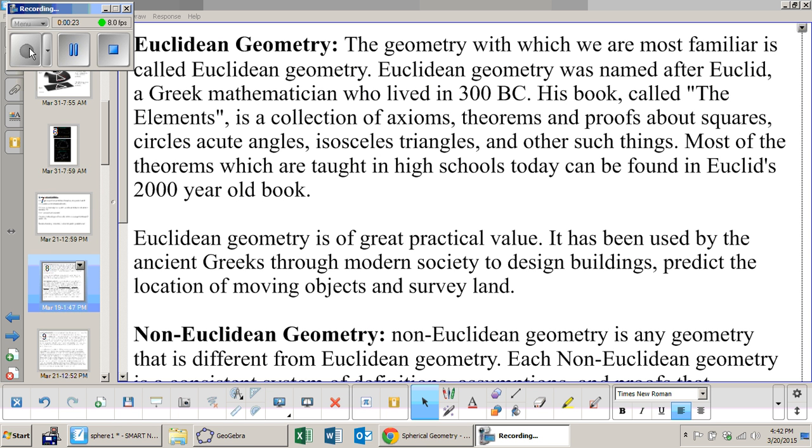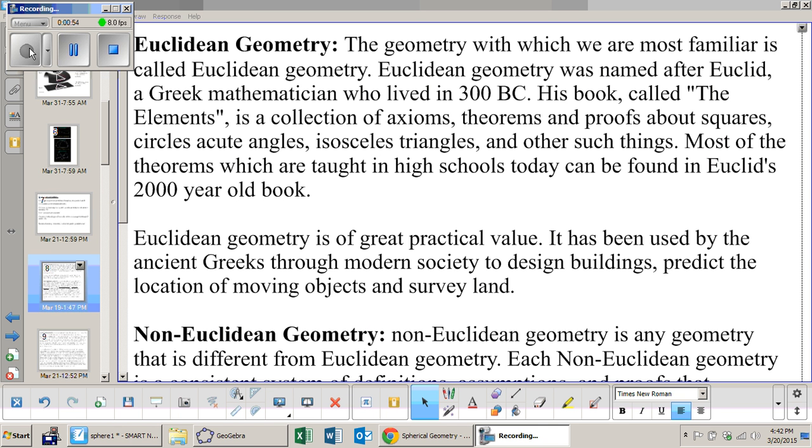As you study geometry, it's good to know that there's a whole other world of geometry. What you're studying is called Euclidean geometry. Euclidean geometry is named after Euclid, the Greek mathematician who lived in 300 BC. His book, called The Elements, is a collection of axioms, theorems, and proofs about squares, circles, acute angles, isosceles triangles, and other such things. Most of the theorems which you are taught in high schools today can still be found in Euclid's 2,000-year-old book.